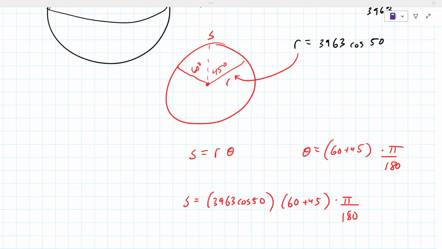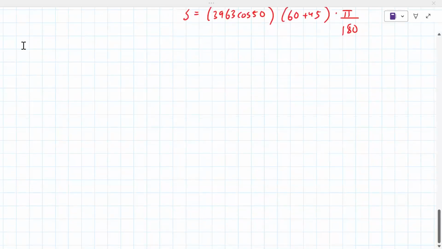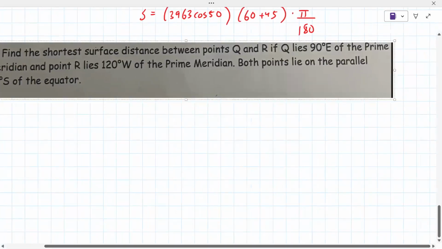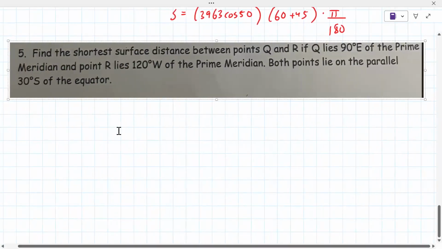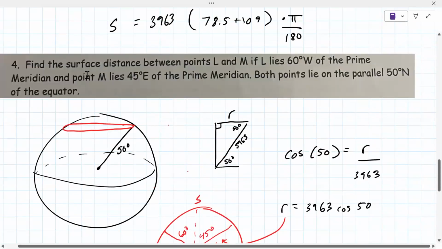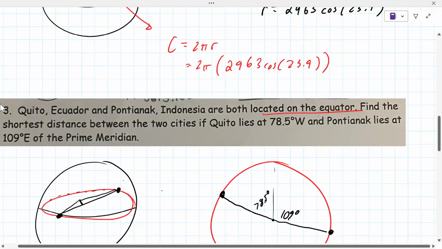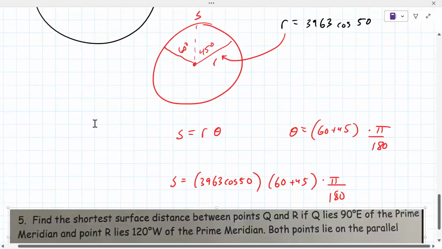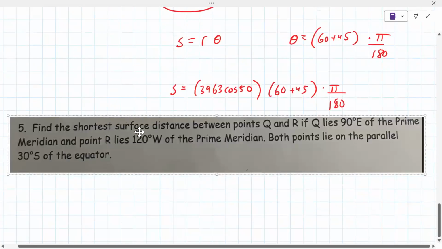Five sort of adds to the confusion here. Five says shortest surface distance, which suggests that maybe in number three, your teacher just omitted the word surface. You'll notice we have shortest distance, surface distance, shortest surface distance. I don't think there's a mistake, but that's just something to think about.